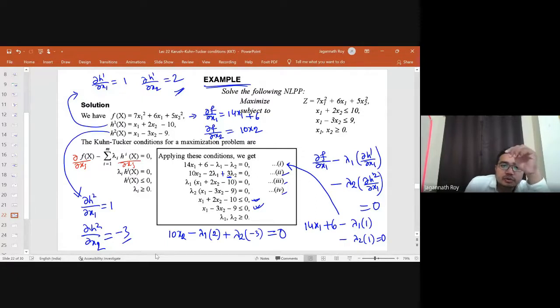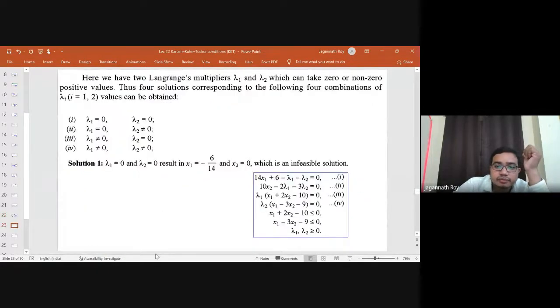And then we have to write lambda 1 into h1, then lambda 2 into h2, and then h1x is this one, and h2x less equals to 0. Lambda 1, lambda 2 greater equals to 0. So all these equations we have to calculate.